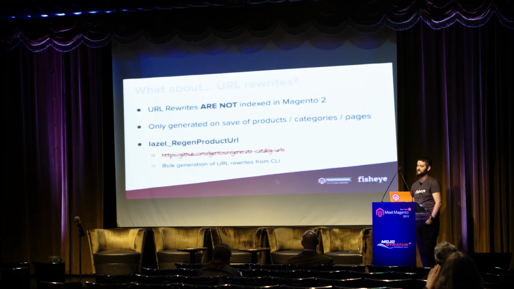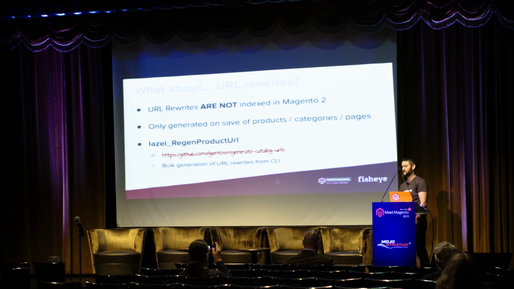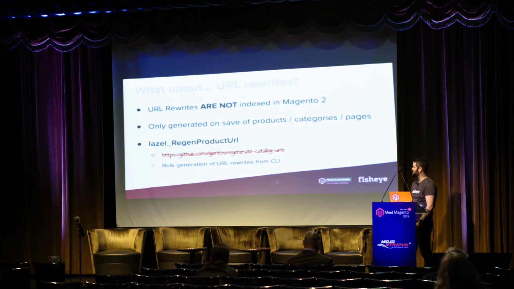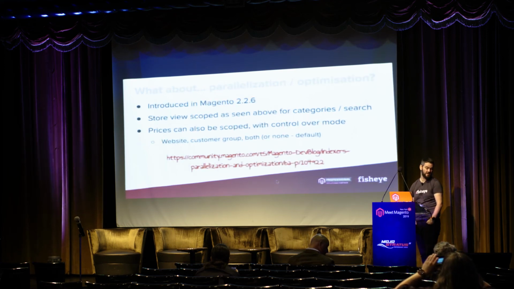What about URL rewrites? So in Magento 1, these are indexed. In Magento 2, they are not. They're only generated if you save a product or a category or a page. So if you do need to update them in bulk for some reason, there's a really good module there that's looked after by Gentos. It lets you run it from the command line.